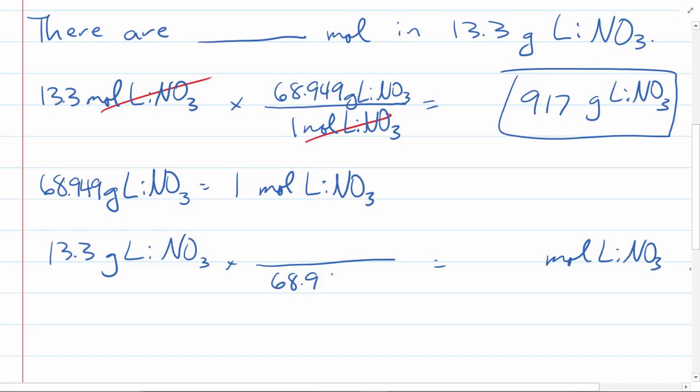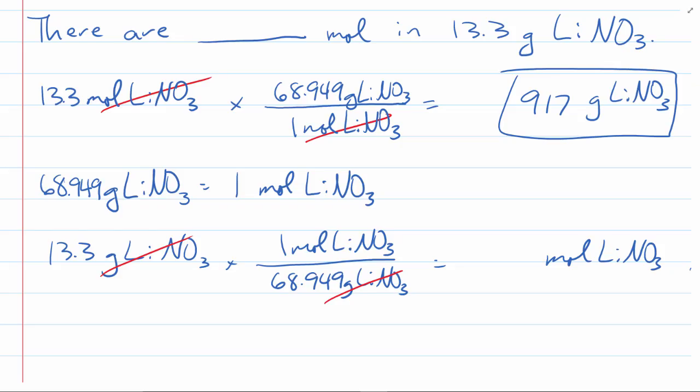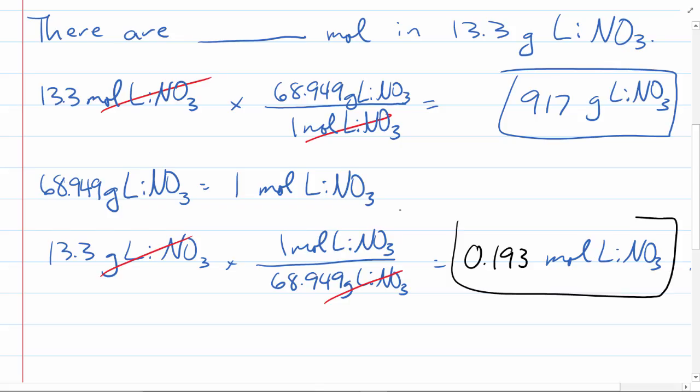All right, the 68.949 grams of the lithium nitrate. And on the top we put in 1 mole of the lithium nitrate. Then what will happen here is that the grams of lithium nitrate cancel out, and we wind up with that answer of 0.193 moles of lithium nitrate.